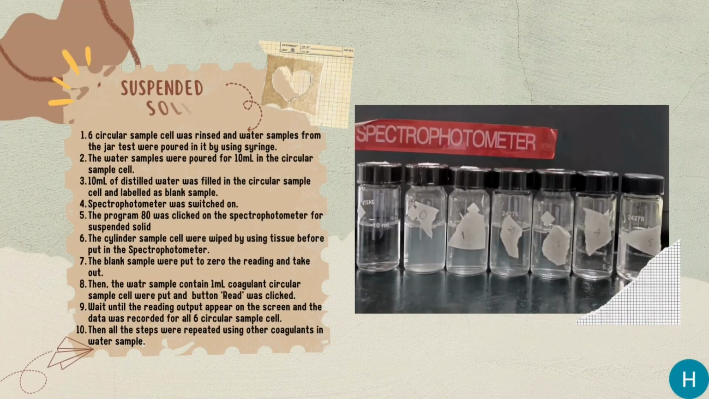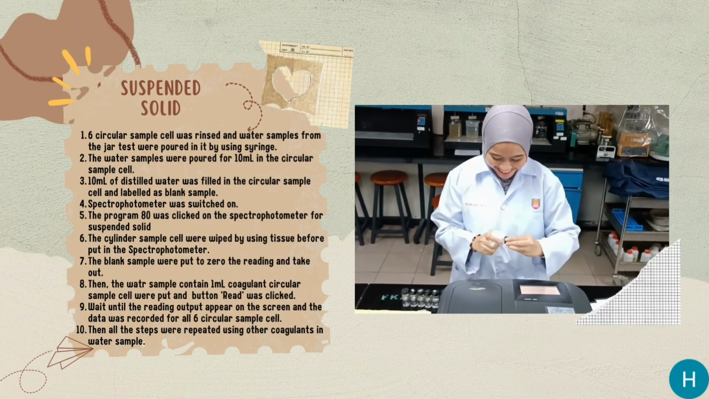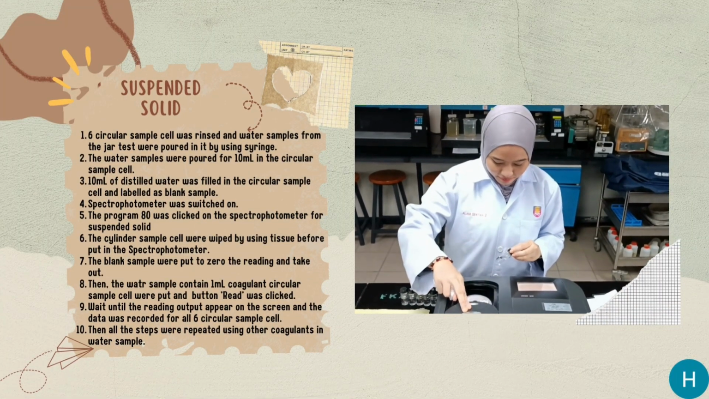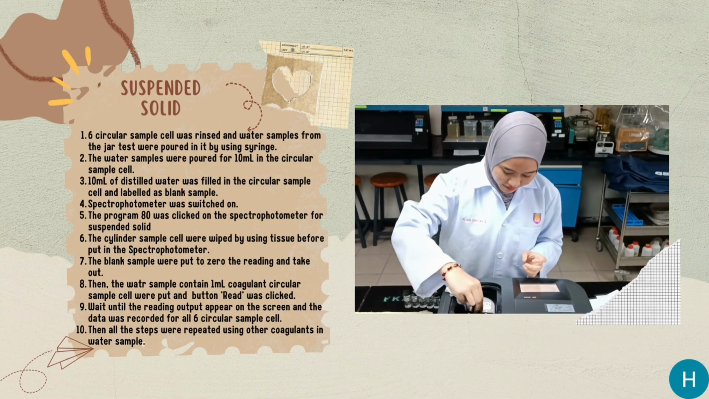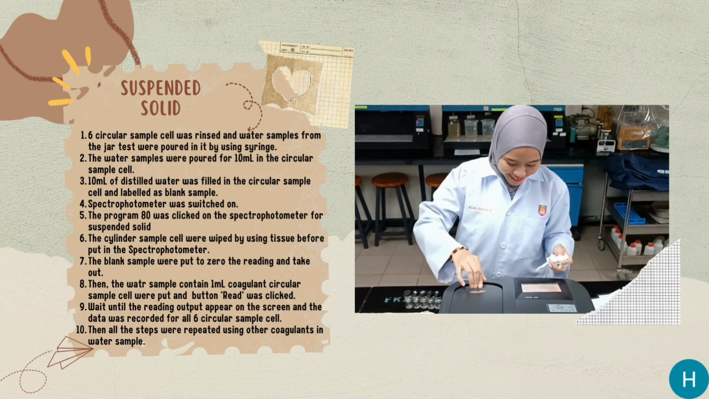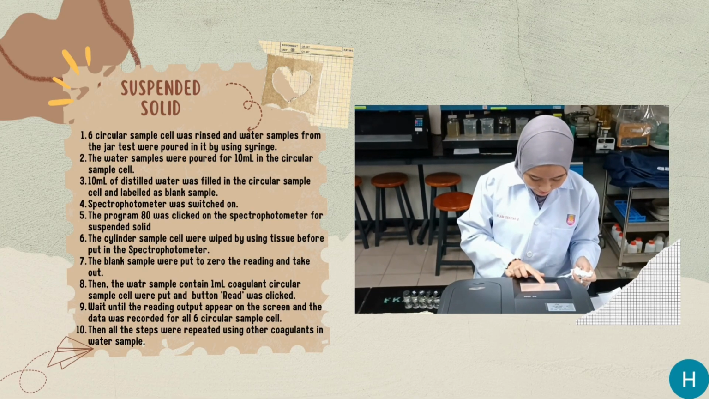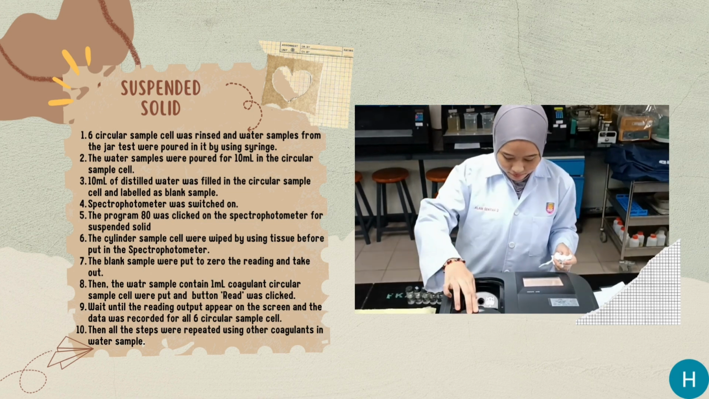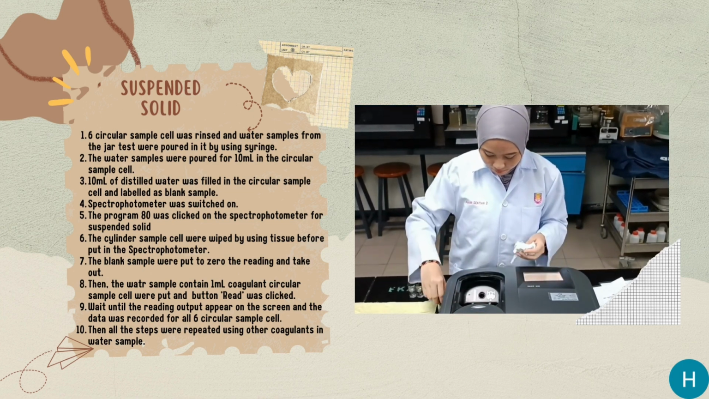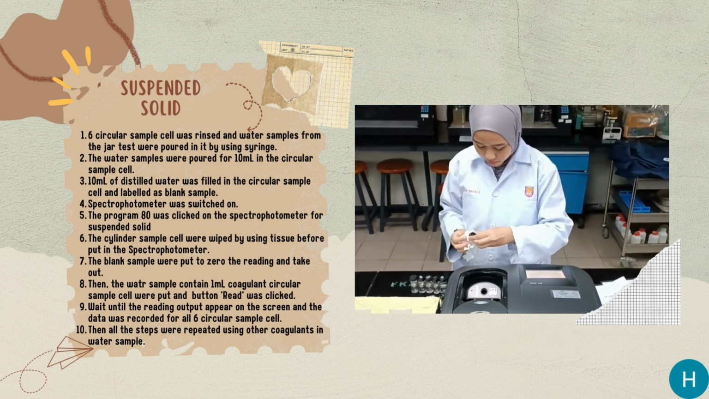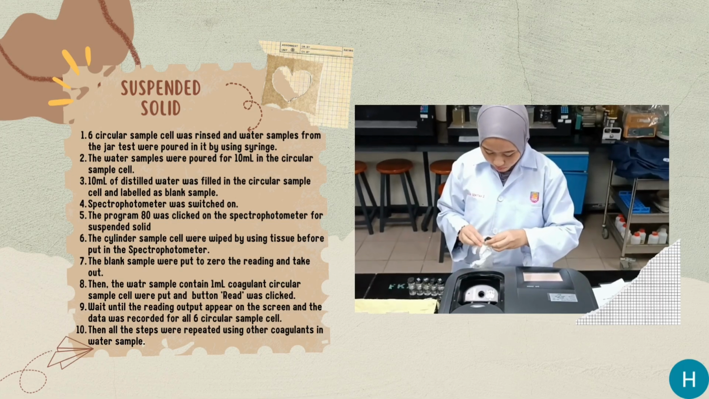The last procedure is for suspended solids. First, 6 circular sample cells were rinsed and water samples from the JAR test were poured in them by using a syringe. The water sample was poured for 10 ml in the circular sample cell. 10 ml of distilled water was filled in a circular sample cell and labeled as the blank sample.